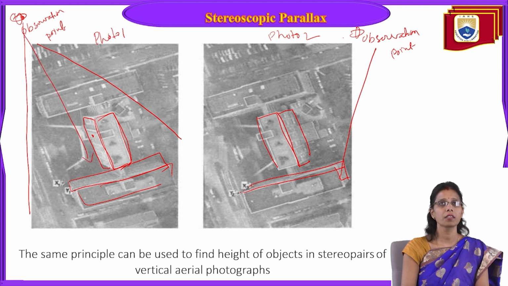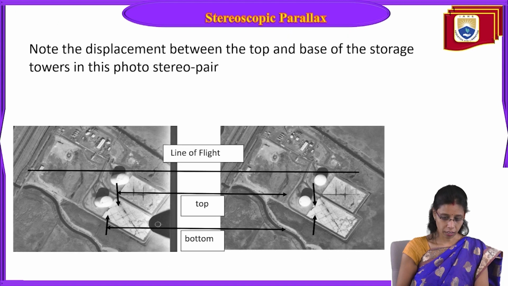So this is called parallax. Parallax means displacement of the object with a different point of observation. This is called parallax. Now, stereoscopic parallax. This is a very good example. It is clearly visible in this example.